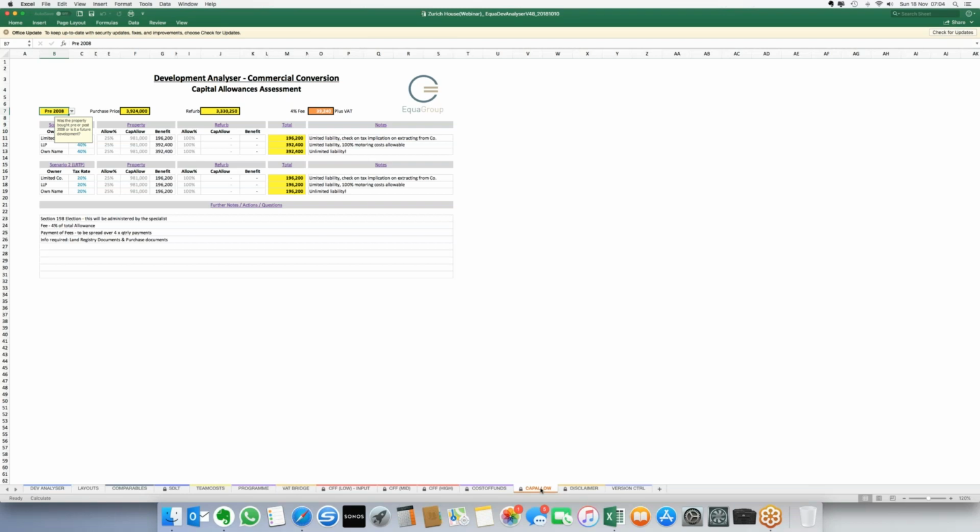Generally, they only come into play if the intention of the scheme is to buy, develop and hold, and capital allowances work really well as an offset against income. If it's a buy, develop and sell, they're not really applicable, but there's a calculator there nonetheless.